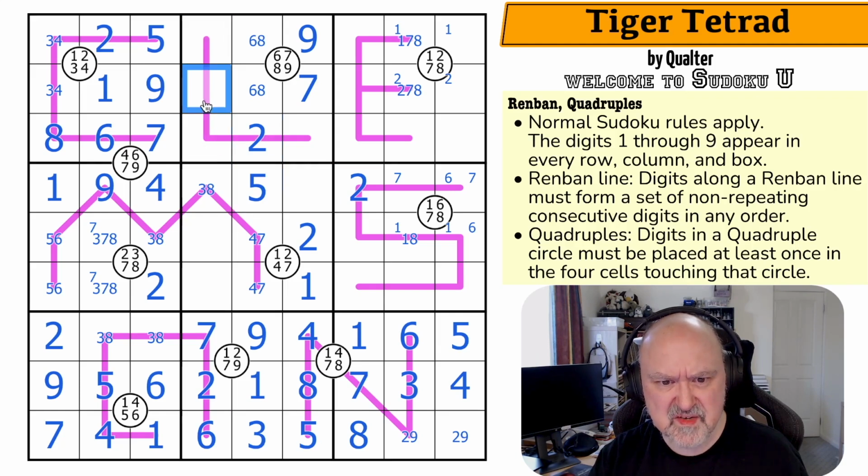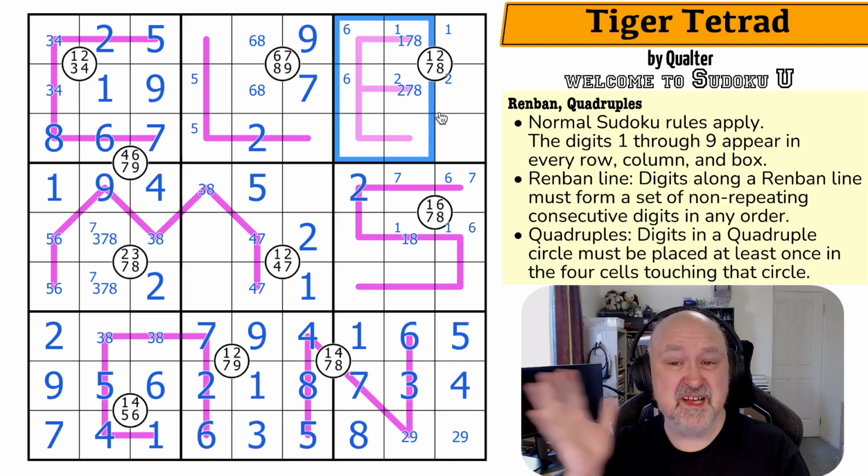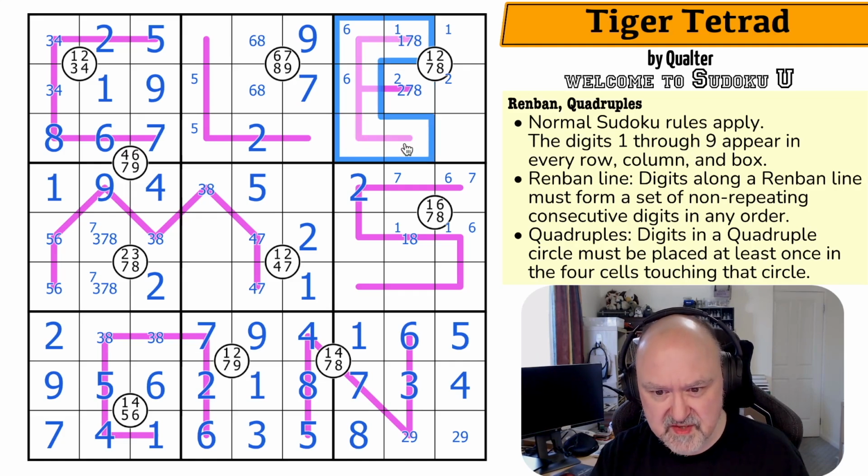Okay, so 5 is now in one of those 2. This line must have 4, 5, and 6 on it. I think that's part of the trick. 6 is in one of those 2, because if it starts with 1, it's 1, 2, 3, 4, 5, 6. And if it starts at 9 and goes down, it's 9, 8, 7, 6, 5, 4. 4, 5, and 6 must be on this line.